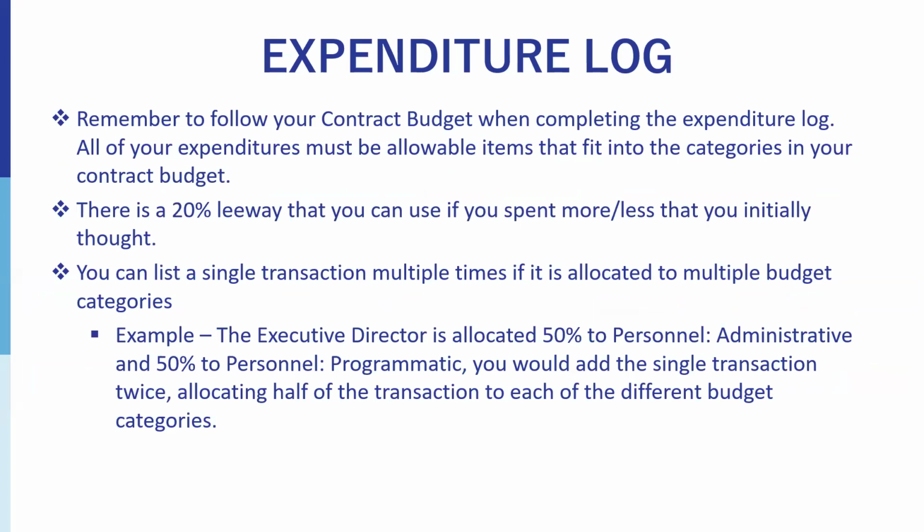And here to recap a few things to remember about the expenditure log. Check your contract budget before adding grant fund records to make sure the budget category you select is one agreed in the contract. Check the total of each budget category recorded so that you don't exceed the plus or minus 20% leeway. Also, to clarify and answer a question that comes up often, if, for example, one of your staff performs double duties and they fall into two different budget categories, you can list the same transaction total twice and then allocate 50% of the total amount to each budget category.